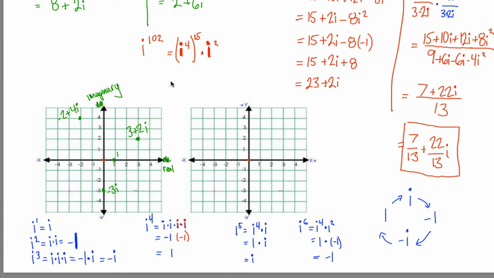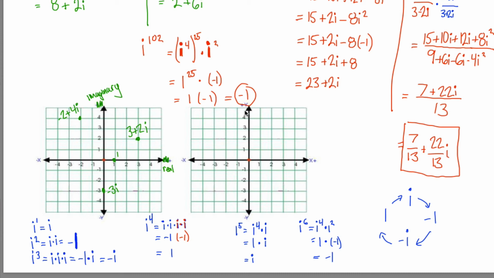So what is i to the 102nd power? Well, this would just be 1 to the 25th power times i squared, which is negative 1. But 1 to the 25th power, isn't that just 1? Yup, sure is. And 1 times negative 1, isn't that just negative 1? Sure is. So i to the 102nd power is negative 1.